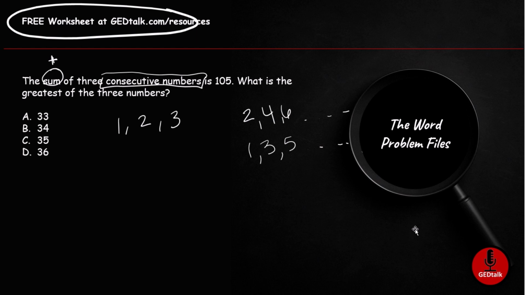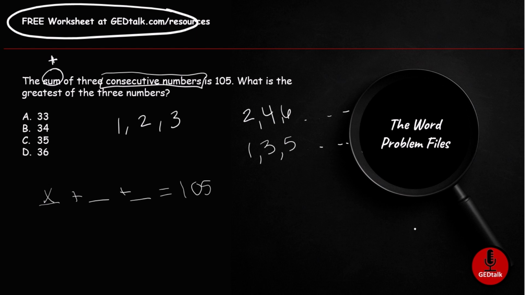So the question is saying that the sum of 3 numbers, so I know a number plus another number plus another number, is, which means equals 105. And then it's asking me, what is the greatest of the 3 numbers? Okay, so let's say my first number, I don't know what number it is, right? They haven't told us anything. And I'm going to just assume that it's represented by the letter X.